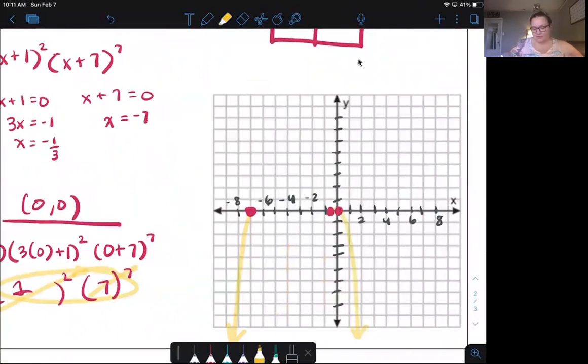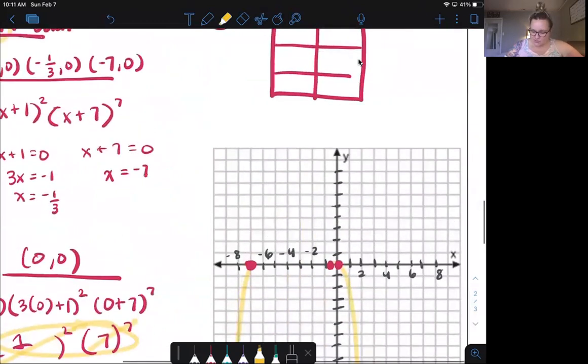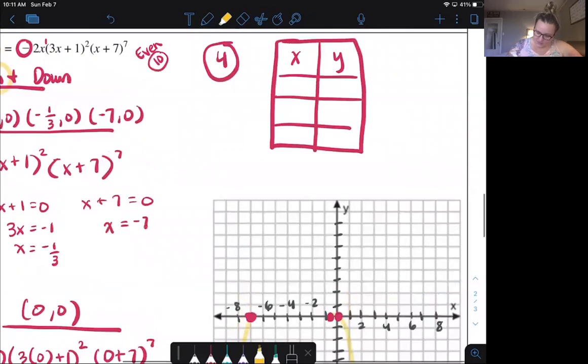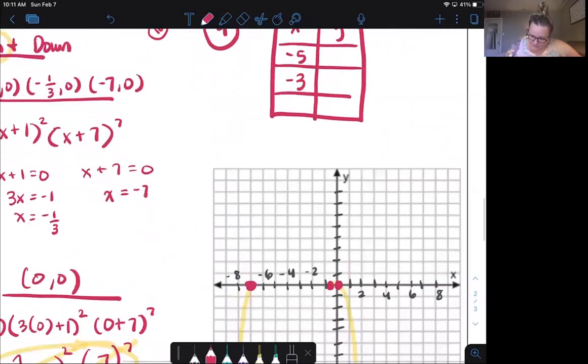So let's find a couple points between negative 7 and negative 1/3. Let me think for a second. We should probably do negative 5 and negative 3. Yeah, let's do that. Negative 5 and negative 3. Because then that'll give us a point around here and around here, which will give us a good idea what our graph is doing.